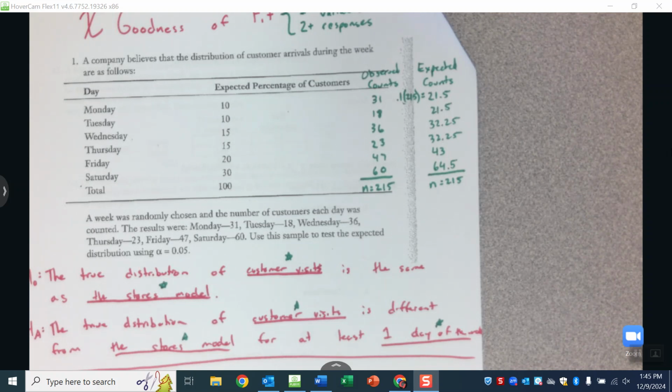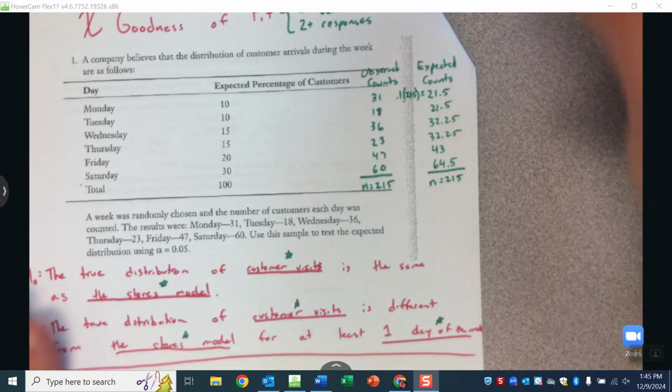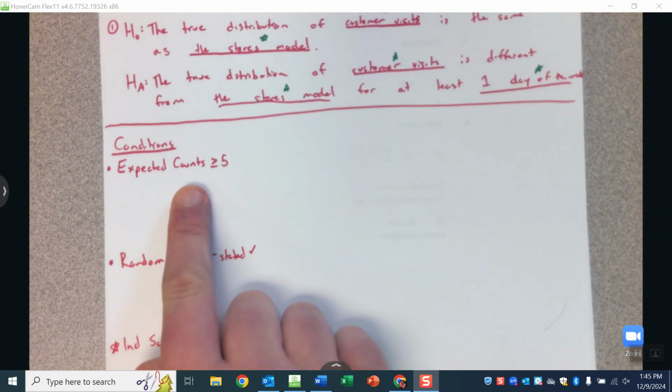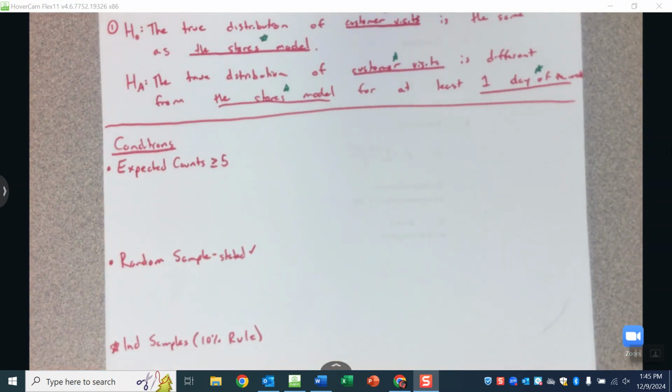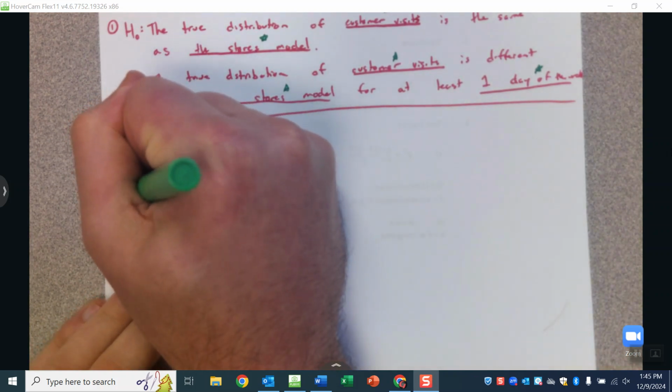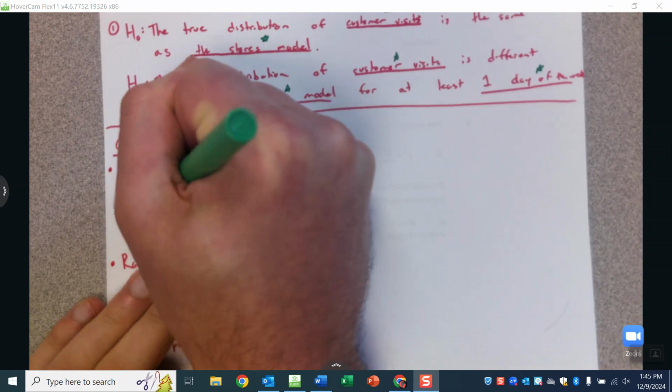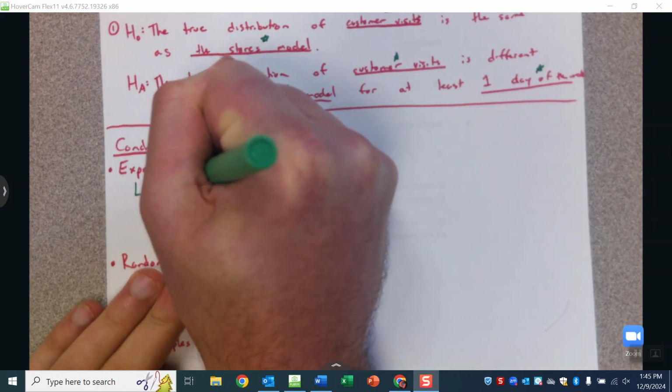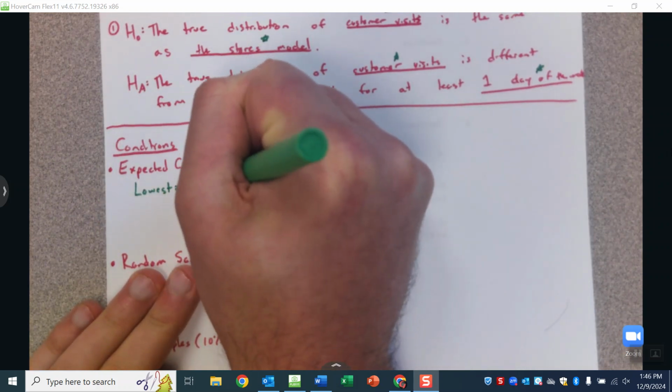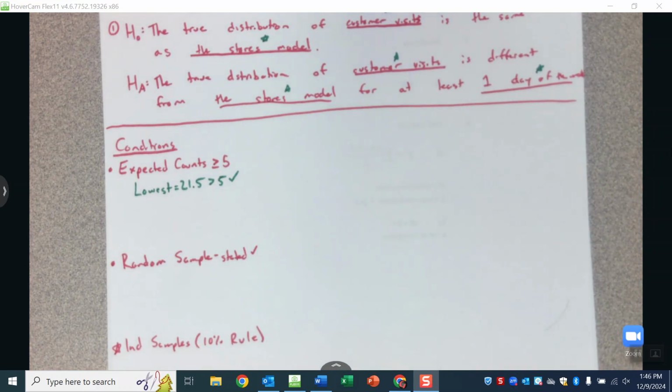Okay. All right. So these are my expected counts. Now that I have those, I can address this check. Are all of them more than 5? They are. How I show this is I'll just say whatever my lowest one is. My lowest one is 21.5, and that's more than 5.